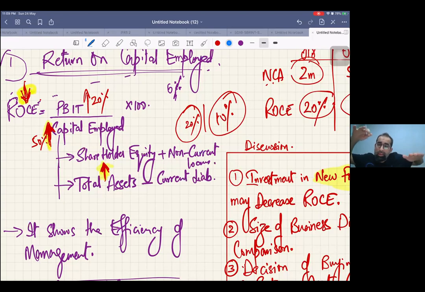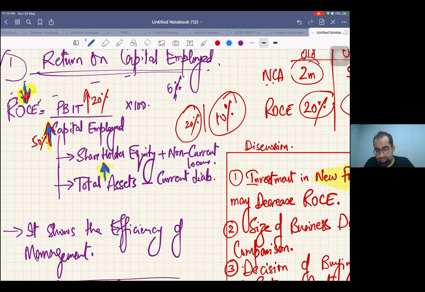So if I'm using the revaluation model, you're reporting assets at market value, and market value is higher. So when I use the revaluation model, the value of my assets will be higher. And when the value of my assets will be higher, my capital employed will also be higher. So my ROCE will be lower. My return on capital employed will be lower.